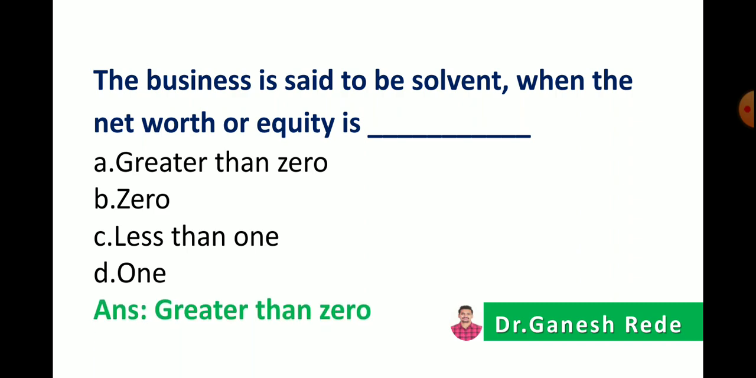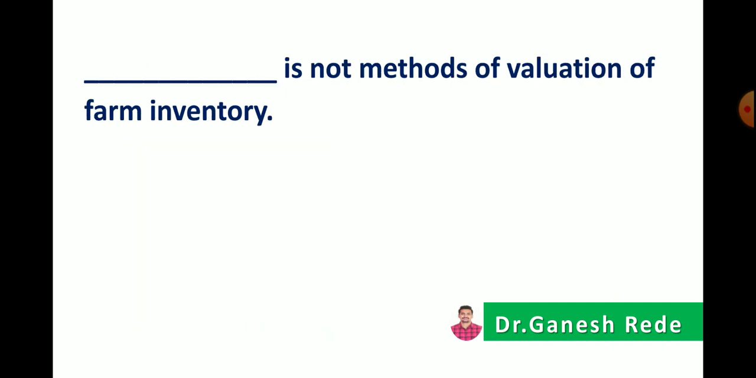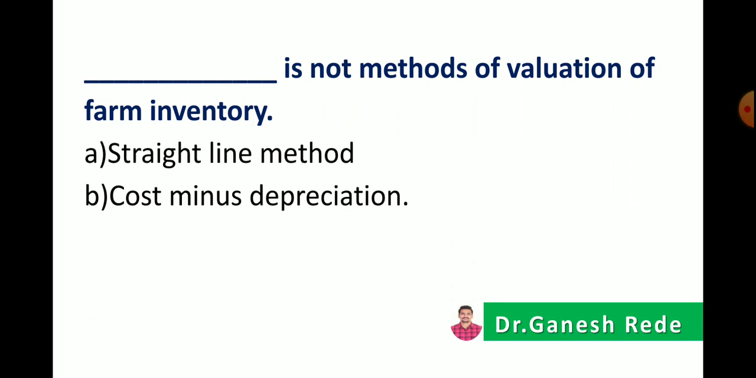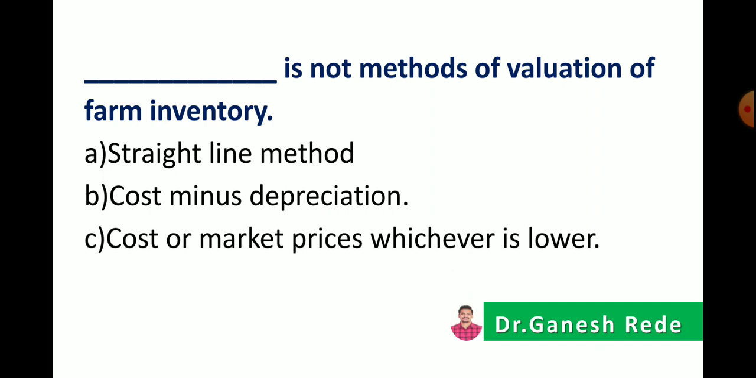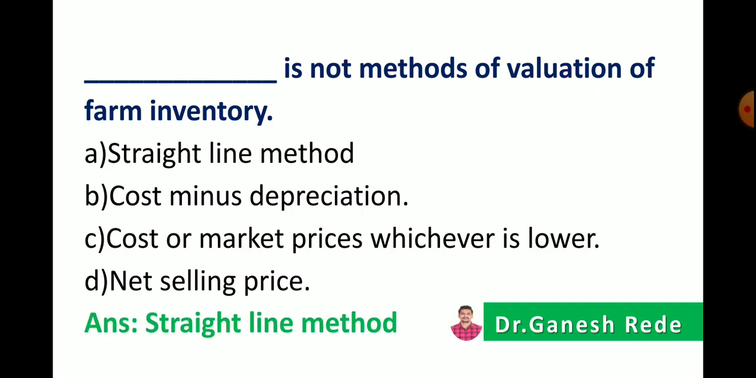greater than 0. The next, dash dash is not a method of valuation of farm inventory. Means dash dash is not a method of valuation of farm inventory: straight line method, cost minus depreciation method, cost or market price whichever is lower method, or net selling price method. The correct answer is that the straight line method is not a method of valuation of farm inventory, because the straight line method is a method of estimating or calculating depreciation.